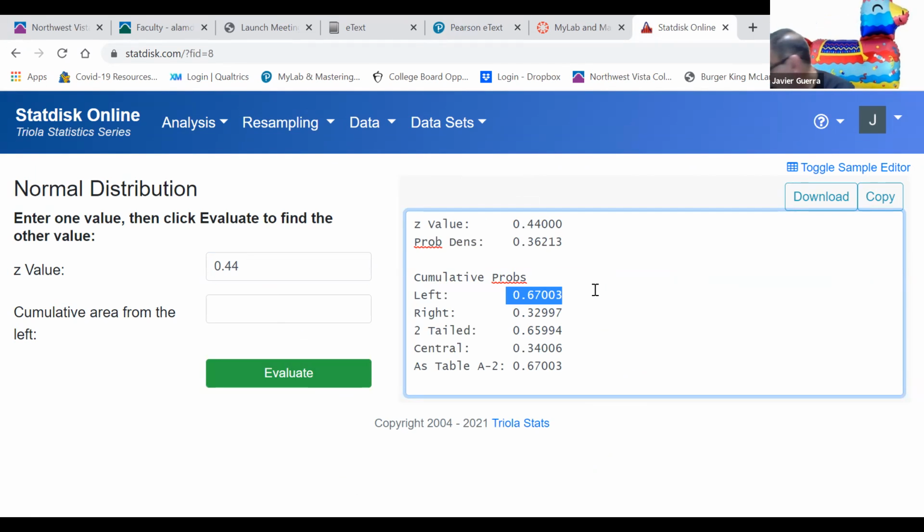I'm going to check the answer in the back of the book. It is correct. It's been confirmed. Booyah. Too easy.